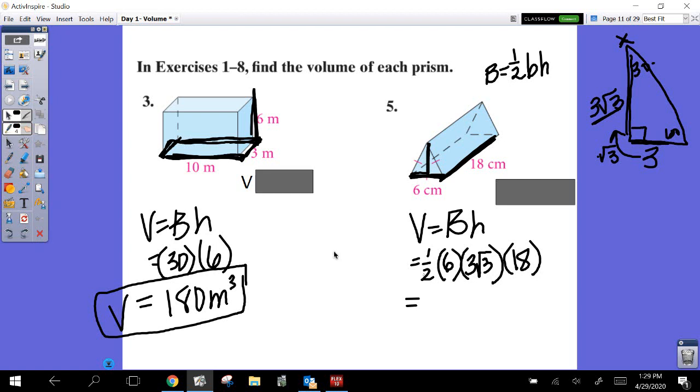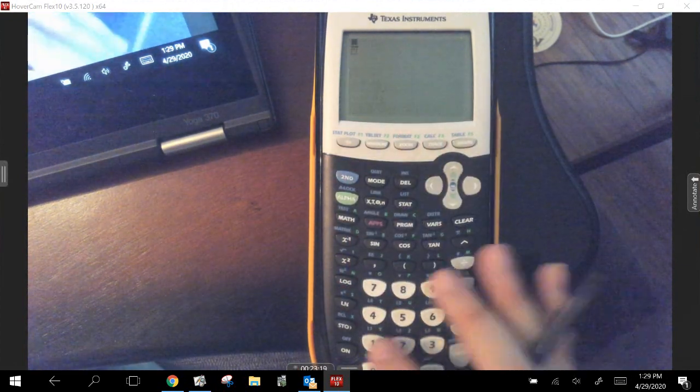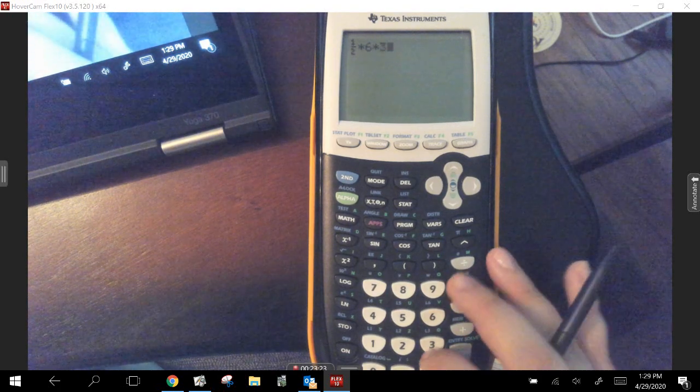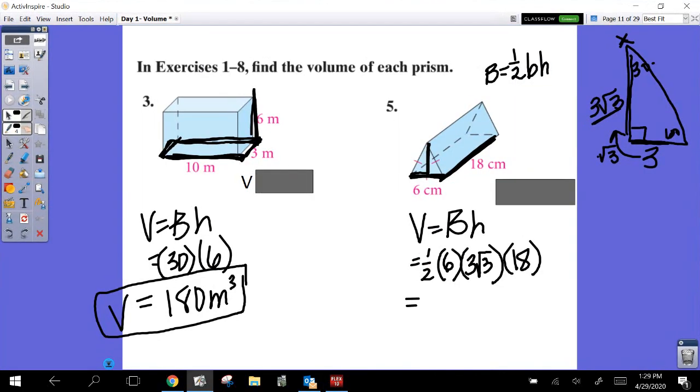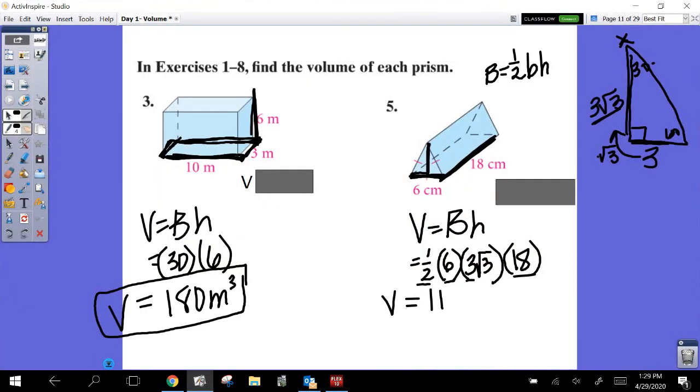So 1/2 times 6 times 3 times, I think it was 18. Let me check it real quick. Yep. 1/2, 6, 3, 18. So that is going to give me 162. So my volume is 162 square roots of 3 centimeters. Again, it's a volume, so it's cubed.